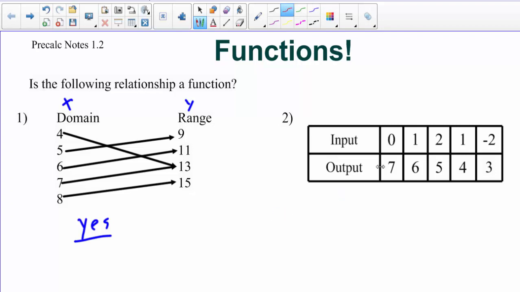Kind of the same deal on the next one, but we have a little issue right here. You see how (1, 6) and (1, 4) are both points? This is not a function. You could think about it in terms of if you graphed these points, you would have a vertical line test failure.